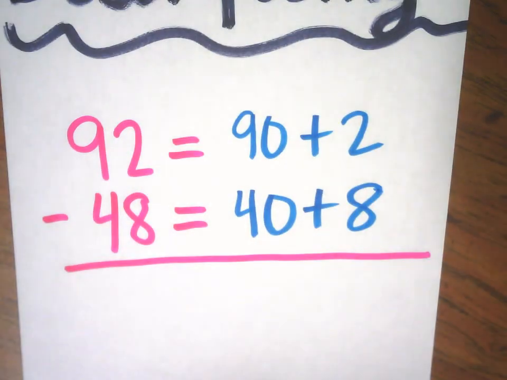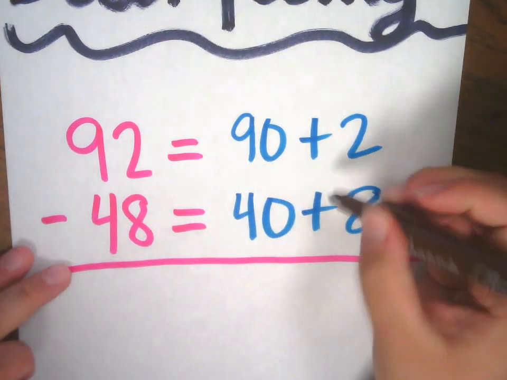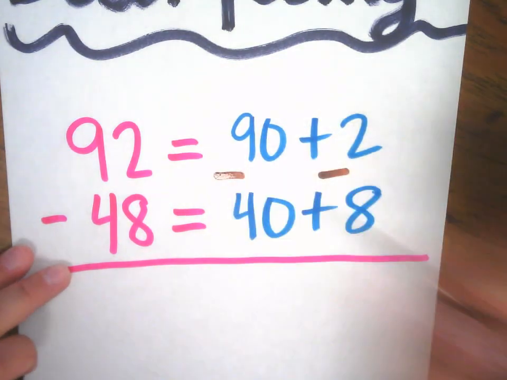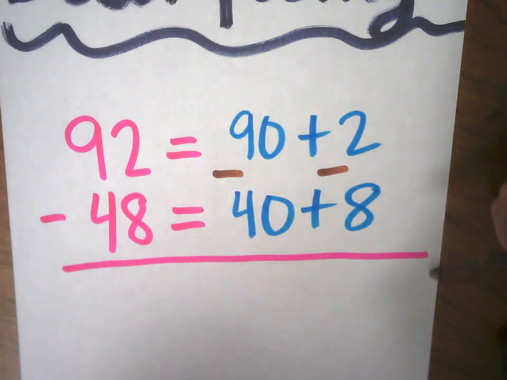Now, the kids do get confused because they see plus signs and they think, oh, I need to add. No, we do not need to add, we need to subtract. So I always have them draw a big minus sign right here to remind them that they're subtracting. The plus signs are only there because we are using expanded form. That is the only reason it's there.